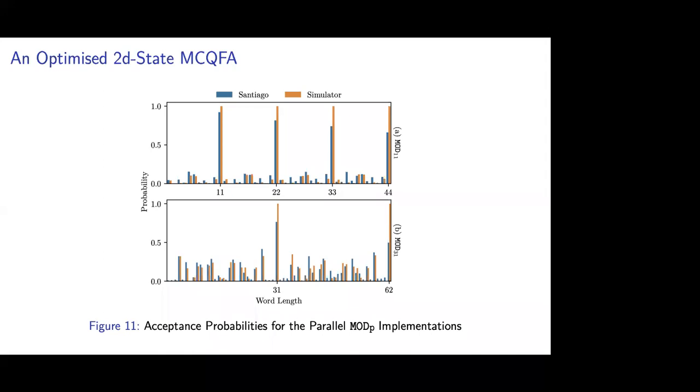Both for the word length, P 11 and 31, we observe some pretty good measurement results. As you can see, as we increase the parameter P, the value of it, we see that our real backend results start to deteriorate. That is mostly because we have a very large circuit depth, but other than this, we actually get pretty good results.